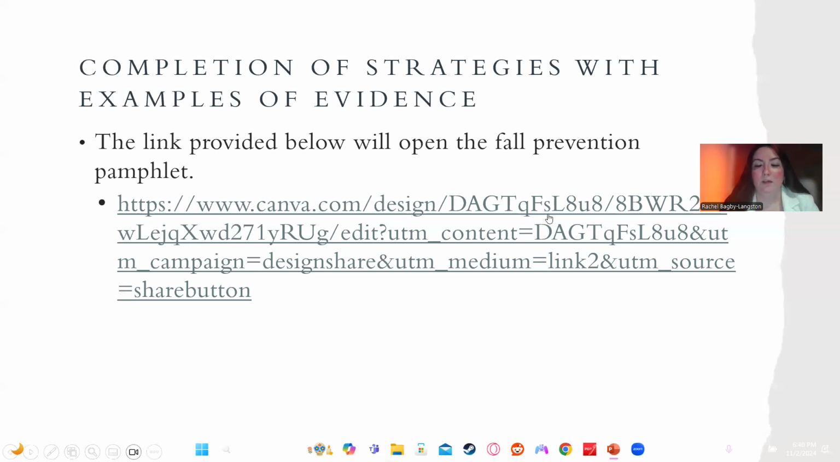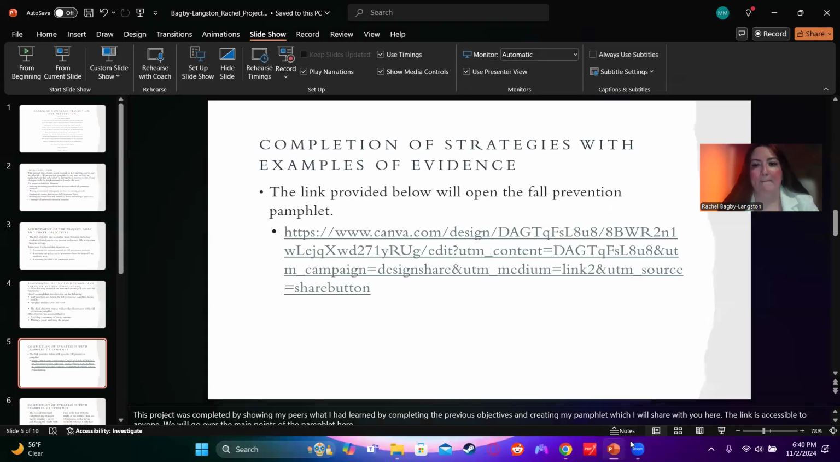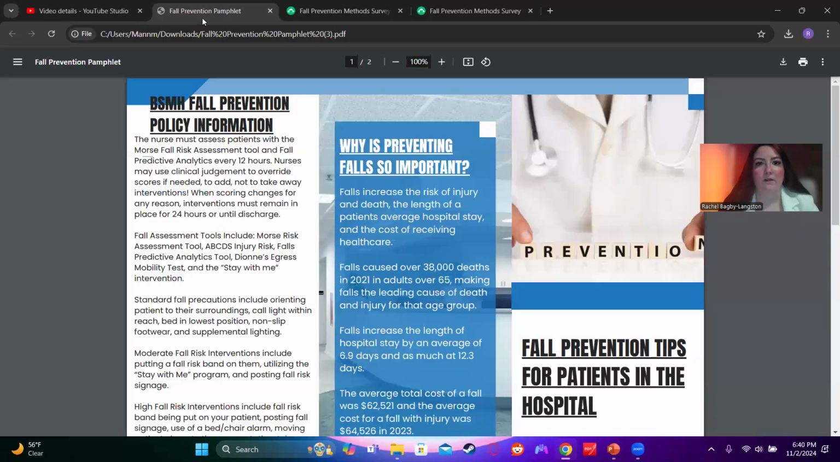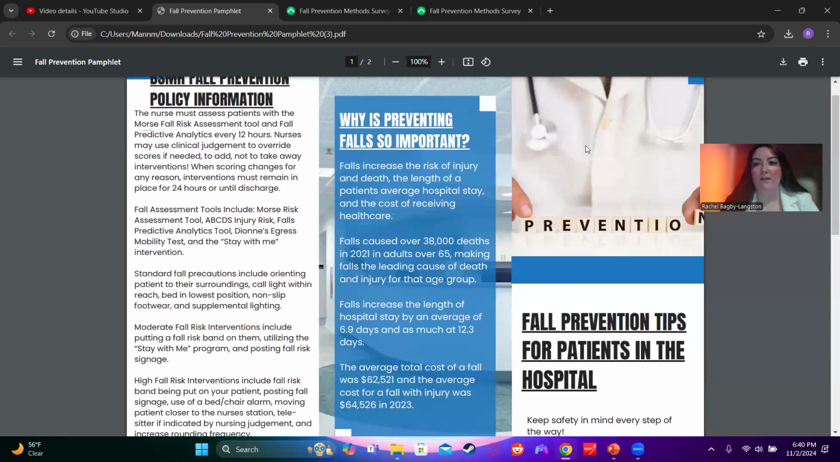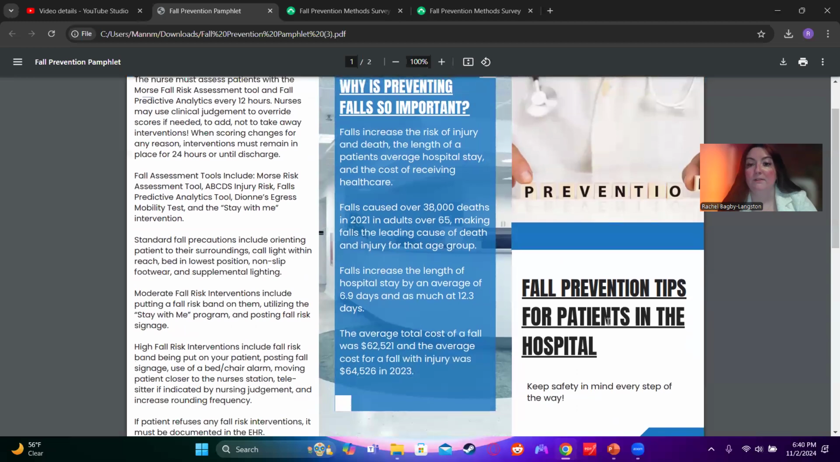All right, I'm going to go ahead and show you guys the fall prevention pamphlets. I'm going to escape out of here really quick. All right, so my pamphlet is here. On the front page on the right, you have the fall prevention tips for patients in the hospital. I used a little cute slogan, keep safety in mind every step of the way. And then I also intentionally cut off this end so that you would flip to the next page.